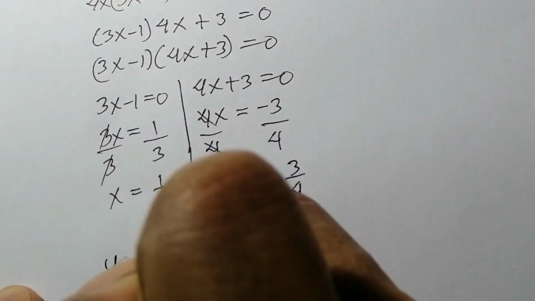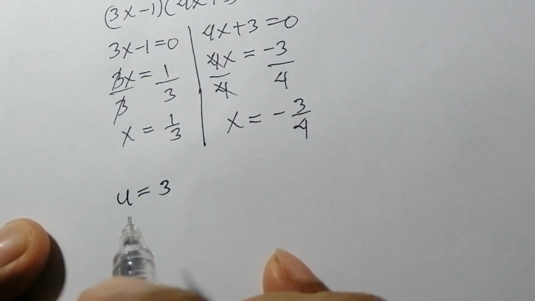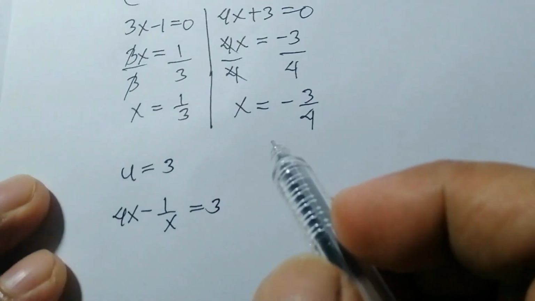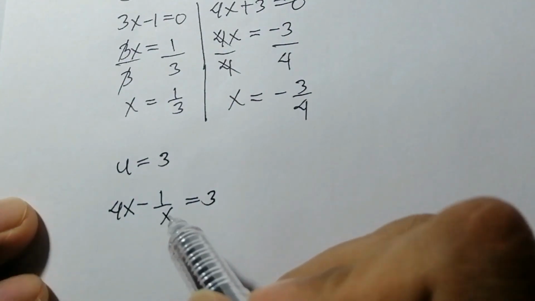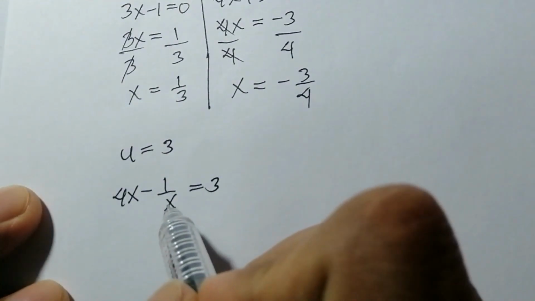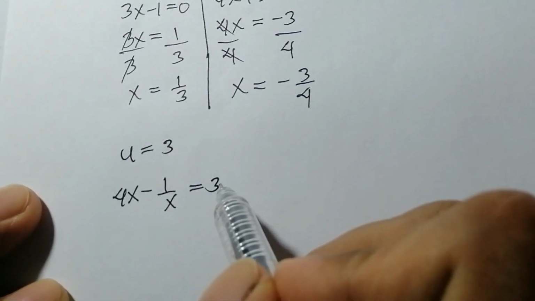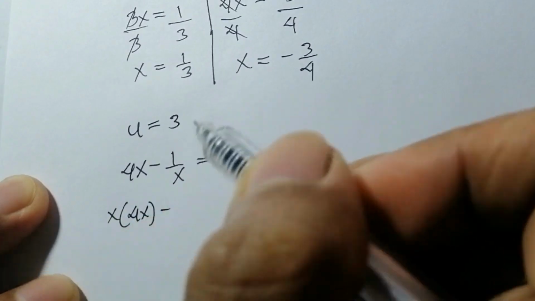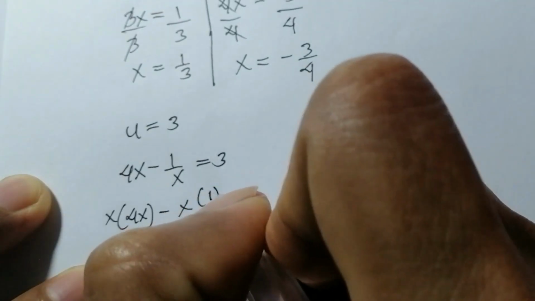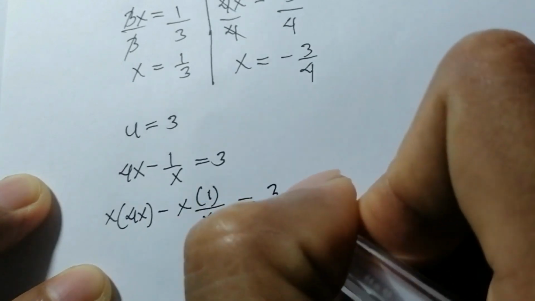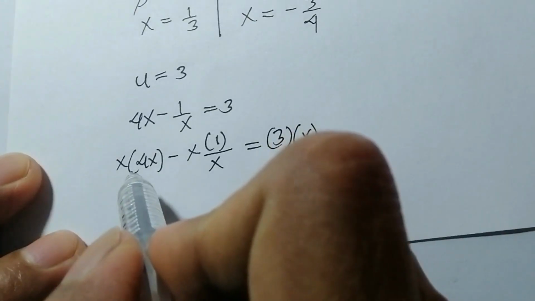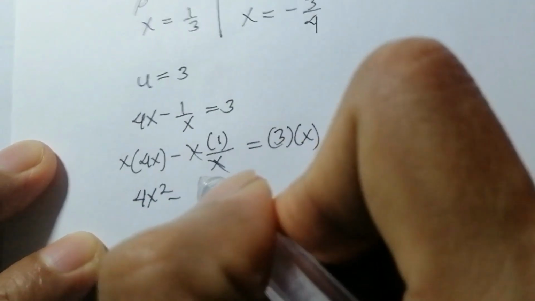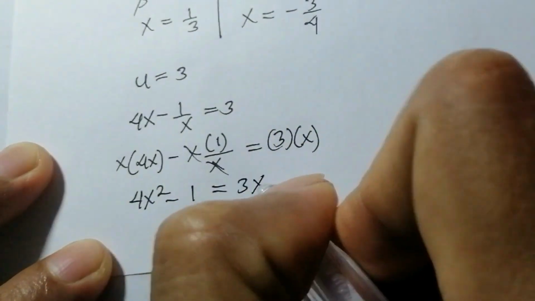So recall that u is equal to 4x minus 1/x. So we're going to write here u is equal to 3. Our u, 4x minus 1/x, is equal to 3. So we are going to multiply x to all the terms, both sides. So this will be x times 4x minus x times 1/x is equal to 3 times x. So x times 4x is 4x squared, minus, this will be cancelled, it remains 1, is equal to 3x.